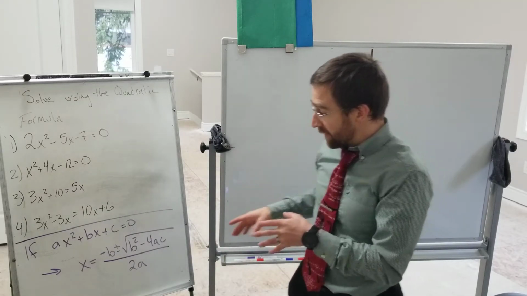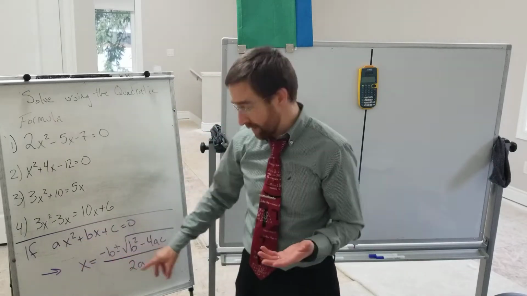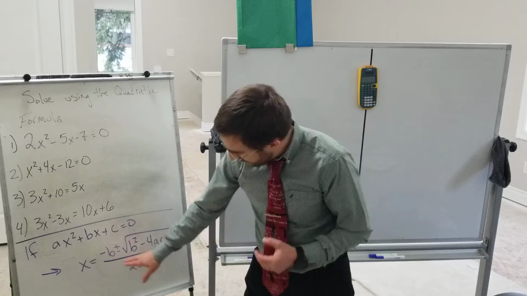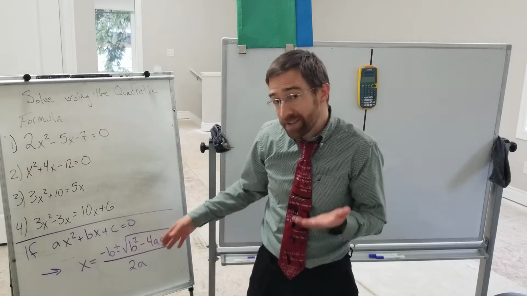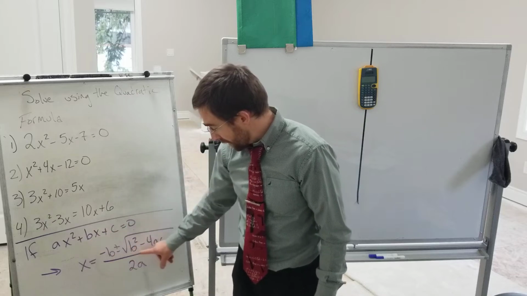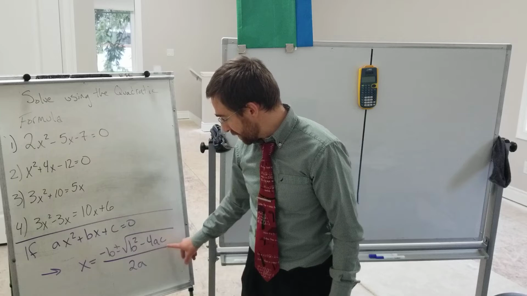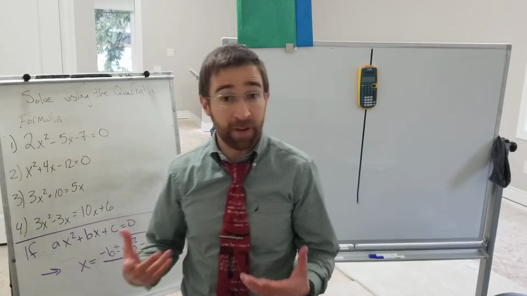Now, if this is the case, you identify what a, b, and c are, and then you just plop them in for their respective spots in the quadratic formula. So whatever this number is for b goes here and here. Whatever this number is for a goes here and here. Whatever c is goes right there. And then you simplify and find the answer.